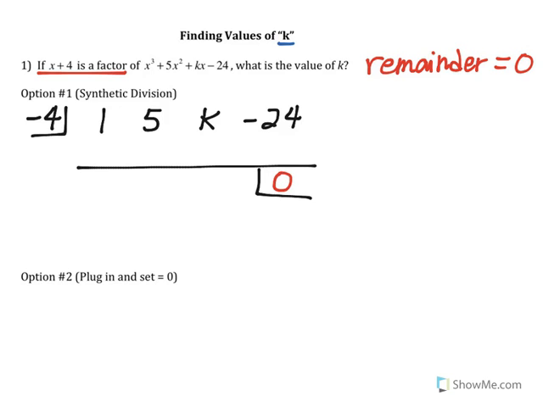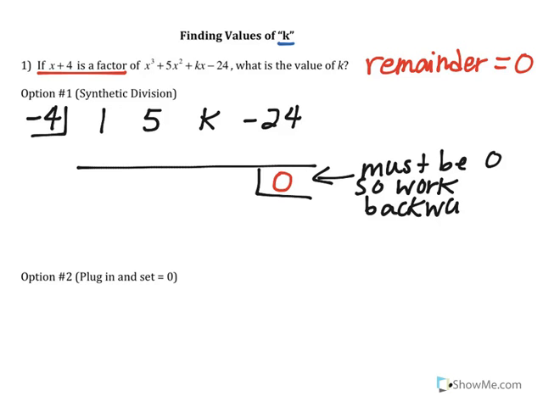And what that allows us to do is we can work backwards a little bit. So this must be 0. Now, in order for that to be 0, we have to do negative 24 plus 24. In order to get 24, we would have had to multiply this number by negative 4. So that number is going to be negative 6. Negative 6 times negative 4 would give us 24.